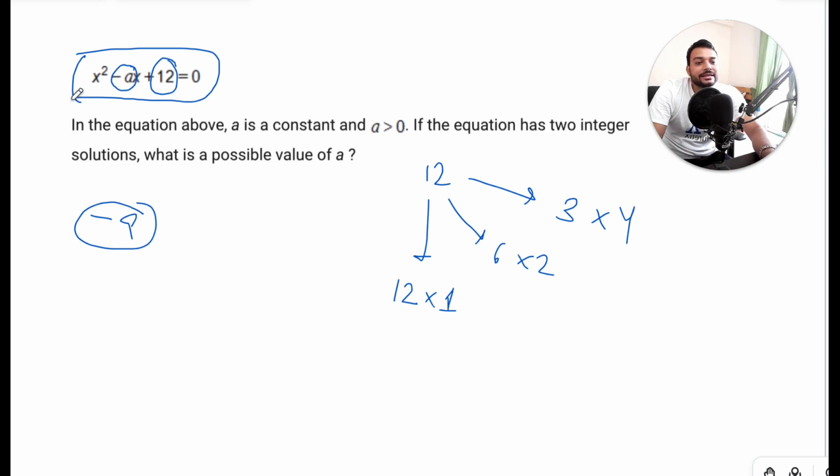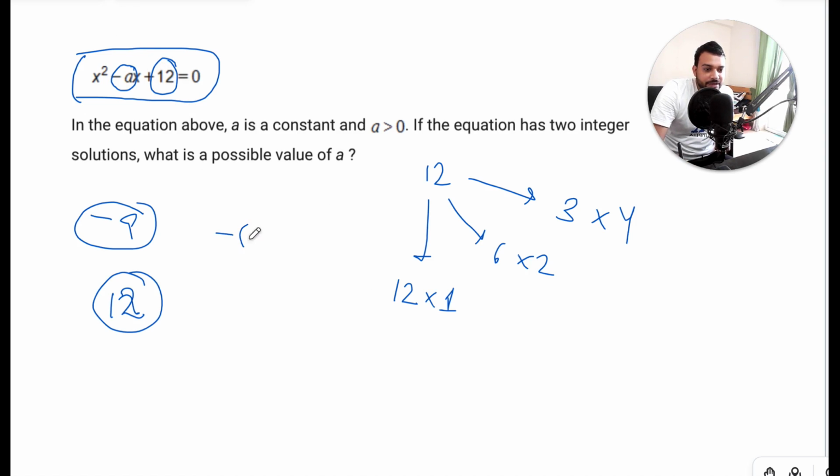So when we break down according to the usual rules of factorization for a quadratic equation, what do we do? We multiply the coefficient of x squared and the constant term. That's 12 here. Now negative a should be broken down into two numbers which multiply to 12 and add up to negative a. So they add up to a negative number, but multiplied, they give 12. So both should be negative. In that case only the multiplication would be positive.